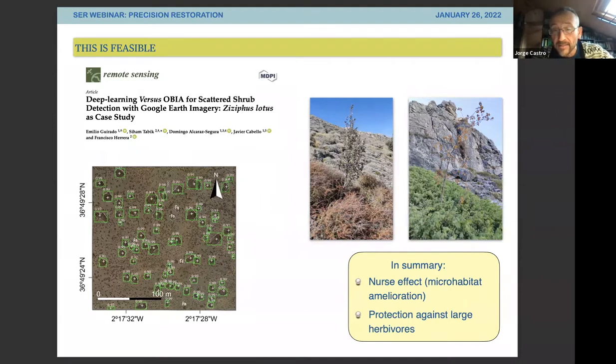In that case, Sisyphus, that is a shrub that grows close to the sea, all right? So this is possible. We can do that. Still, we have to refine many things, but it's something that is potentially useful and that could be a different approach for restoration. So far, I am finishing my first example. What we have is that we can use those shrubs either as nurse plants or for protection against herbivores.